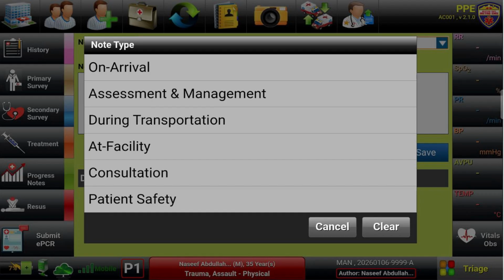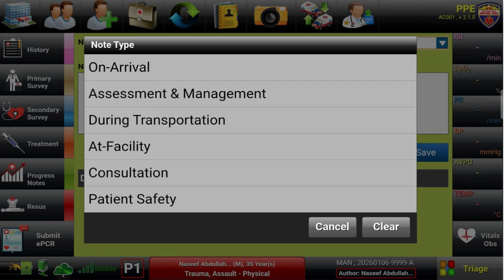During transport, document any new deviations, derangements found on assessment, and interventions performed. At facility, document handover procedures, deviations from standard practice, prolonged waiting times, near misses, adverse events occurring at the receiving facility.